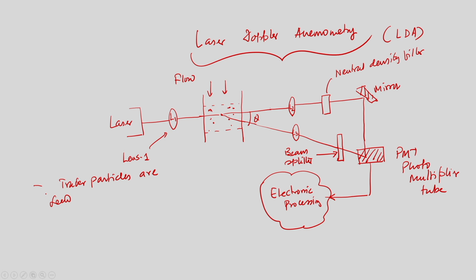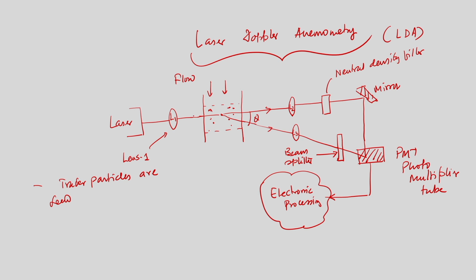Tracer particles are seeded in the flow field. When the fluid is flowing from top to bottom, we are illuminating a particular portion, that is our zone of interest. The tracer particle scatters the light, and the scattered light comes at an angle theta and is taken to the lens through a beam splitter into the photomultiplier tube, while the transmitted light goes through another lens L2 and a neutral density filter, and is taken through a mirror into the photomultiplier tube. Two important things are there here.